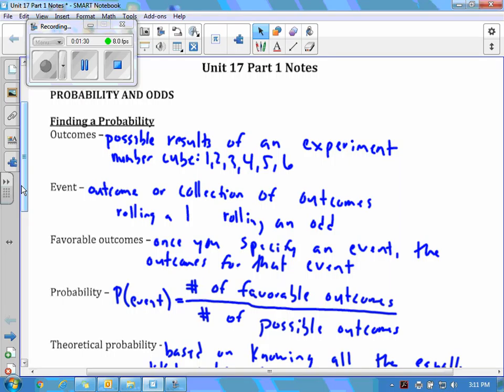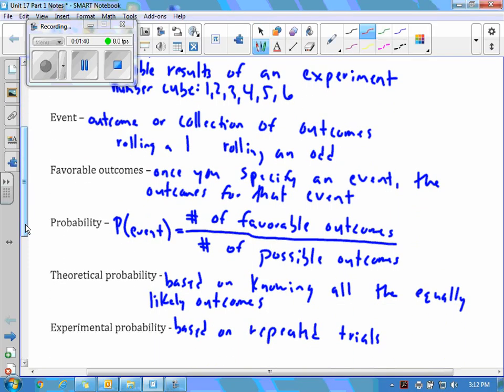If I was flipping a coin and my event was to flip heads, then the heads would be the only favorable outcome. So then to write out your probability, make sure you pay attention to this, this is kind of the whole point of it. We would put capital P, and in parentheses we put our event, like say rolling an even number. And then it's going to be written as a fraction. The numerator is going to be the number of favorable outcomes. The denominator is going to be the total number of possible outcomes. So when we do a probability, we're doing the favorable over the total.